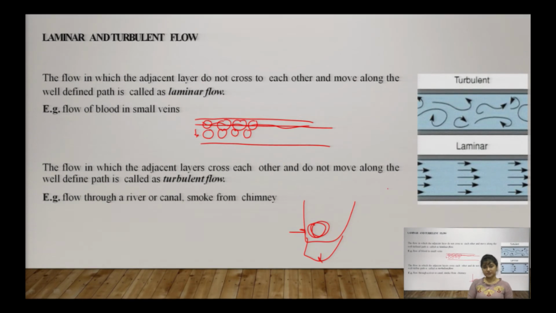This was about the visibility. Now the question comes: how are we going to determine whether the flow is laminar or turbulent, because in most cases you will see that the flow is turbulent only.